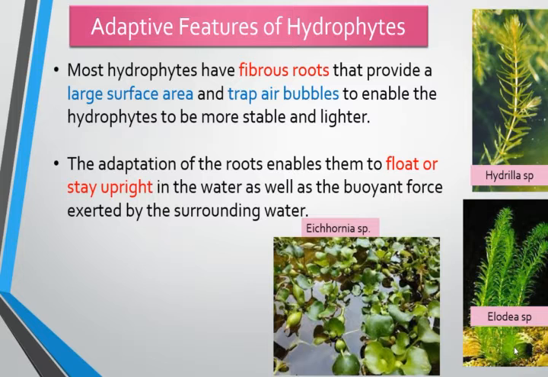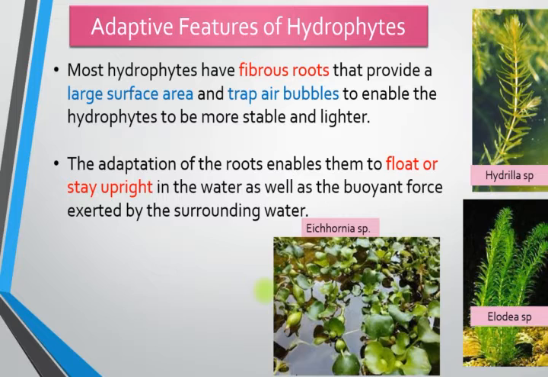Okay, let's continue our discussion on the adaptation of plants in chapter 7. Do you still remember how many types of plants there are based on the different habitats? We already discussed that in the previous video. Say it together with me. What are the types of plant that can be classified in the different habitats?